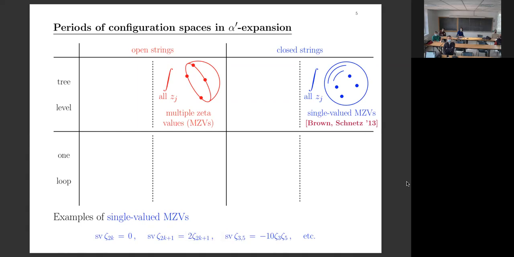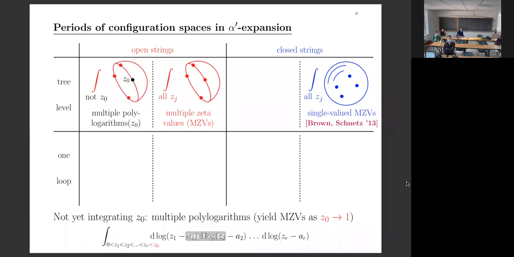So while the open string from the disk boundary gives you all multiple zeta values, the closed string, where the worldsheet is a sphere at tree level, only has a subset of zeta values, the single valued multiple zeta values. And I will motivate this terminology and these expressions later.